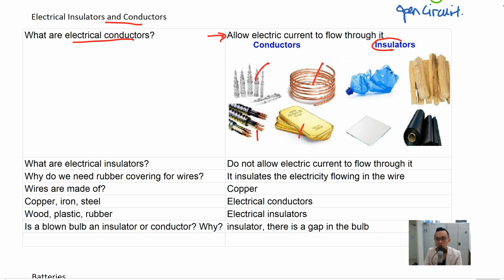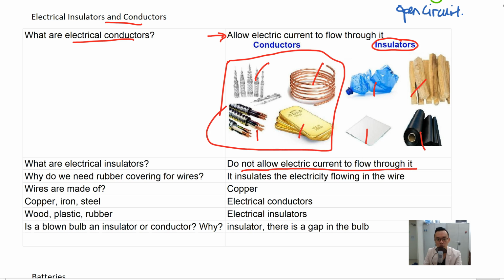And what are some insulators? Insulators basically do not allow electric current to flow through them. You have plastic, you have wood, you have paper, and this is plastic also. So basically these things do not allow current to flow through, and this group allows current to flow through. So next question, wires are made of, you need to remember, copper.